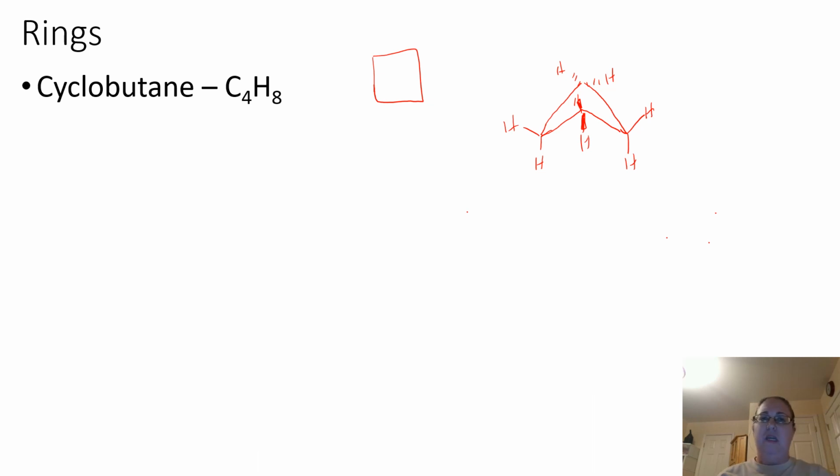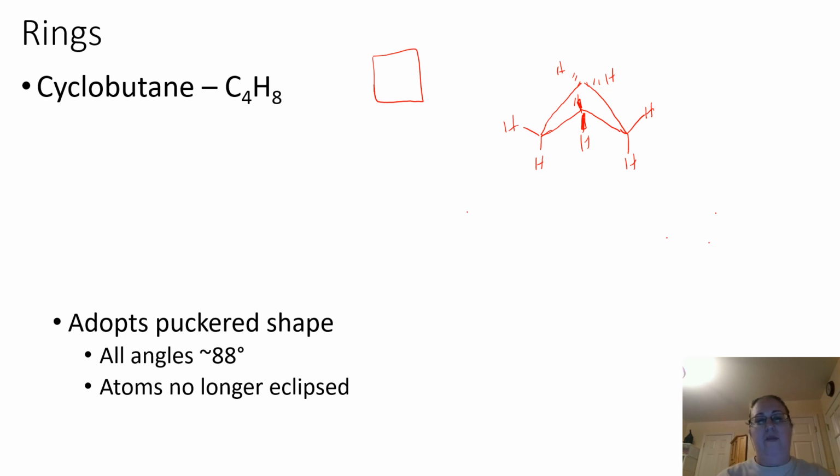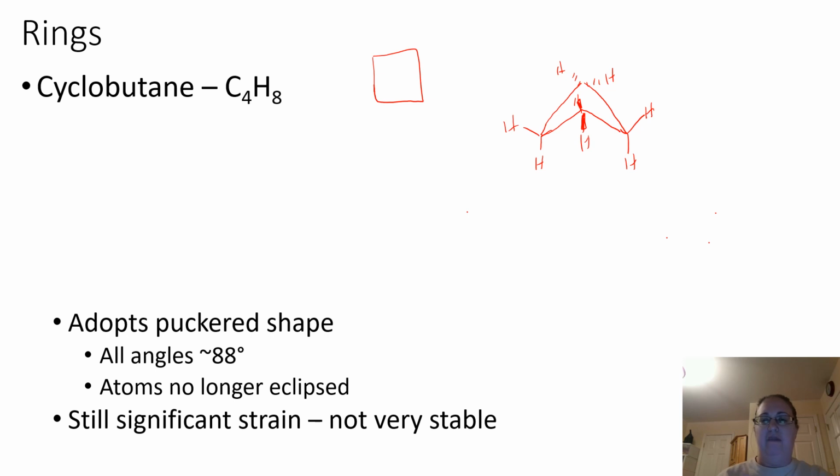So instead of everything being nice and planar for cyclobutane, it adopts this puckered shape. There still is some significant strain in this puckered shape. The angles are about 88 degrees, so we're still not close to the 109.5 that we need, but we do alleviate some strain because we no longer have all those hydrogens eclipsing each other. But overall, we have not relieved enough strain for this molecule to really be considered stable. So this is still considered a non-stable ring form when we just have the four carbon atoms.